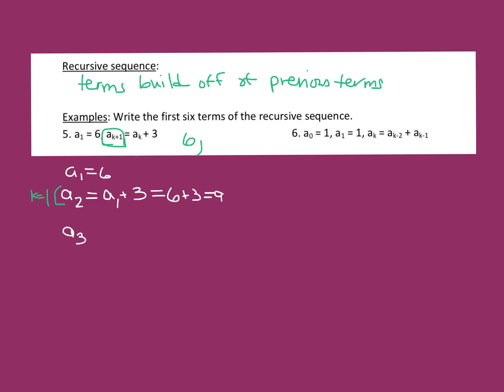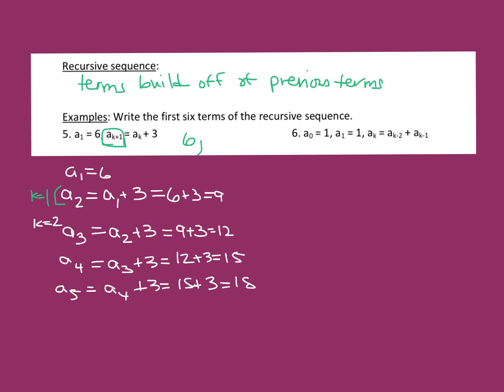Doing the same thing for A3. In this case, my k value is 2, and so I get A sub 3 is equal to A sub 2 plus 3. A sub 2 is 9, so I end up getting 9 plus 3, which is 12. You can go ahead and you're welcome to pause and finish this on your own. I'm just going to kind of work through it right now.